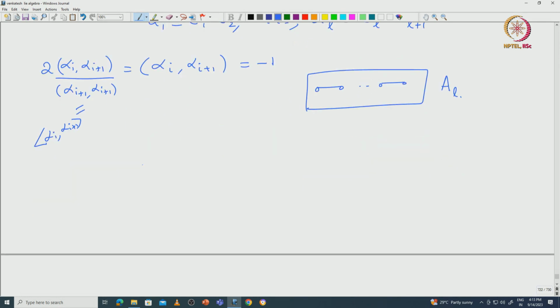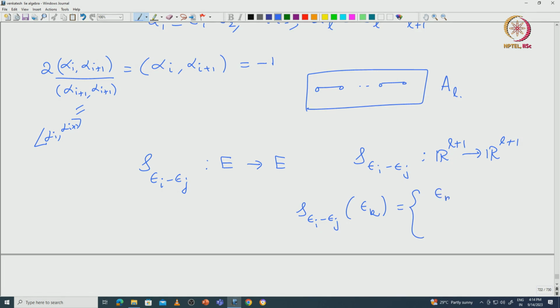Now, naturally this reflection corresponding to this epsilon i minus epsilon j is acting on your capital E. Okay. Note that this reflection is going to fix this vector epsilon 1 plus etcetera plus epsilon L plus 1. Okay. So, in particular you can actually extend this to an action on R^(L plus 1), there is no harm. Then you can easily see that if you take the reflection for epsilon i minus epsilon j and apply it on any epsilon k, this is going to be epsilon k if k is not i or j, it is going to be epsilon i if k is j, and it is going to be epsilon j if k is i.